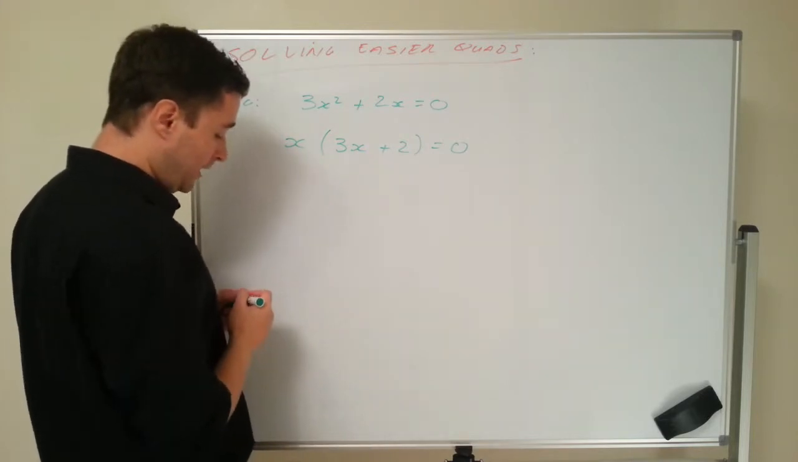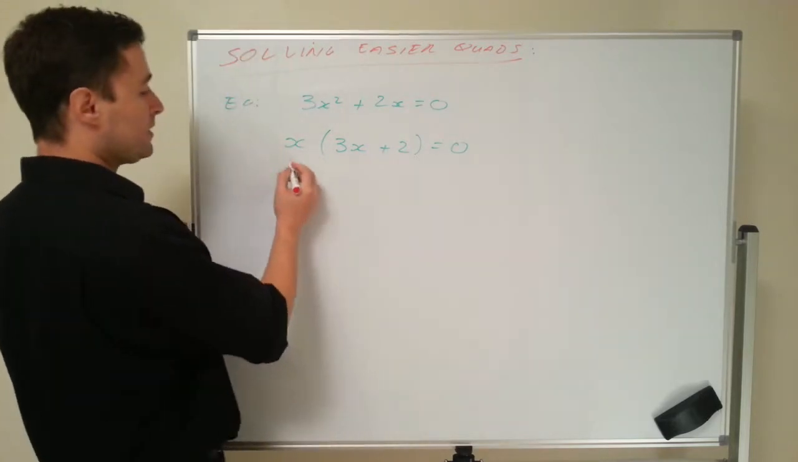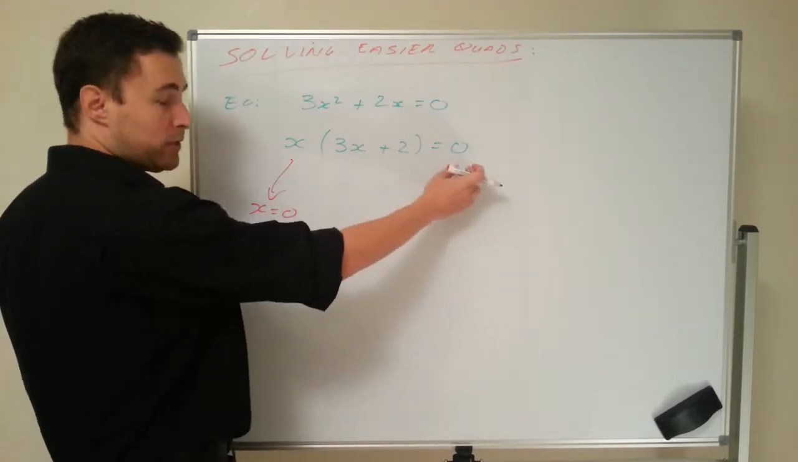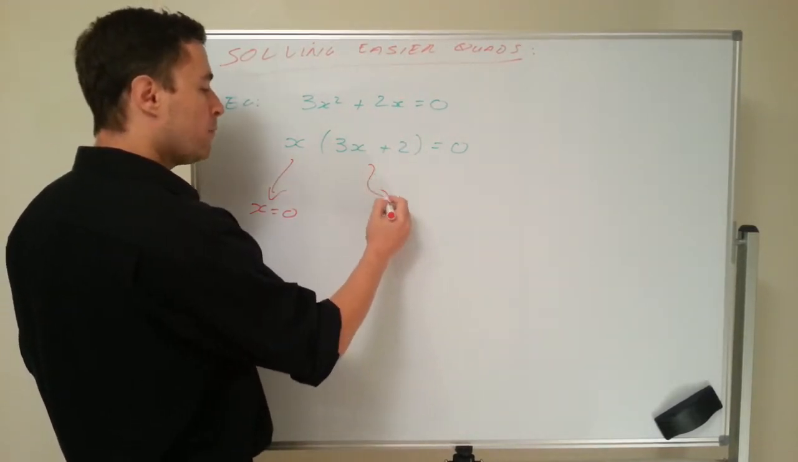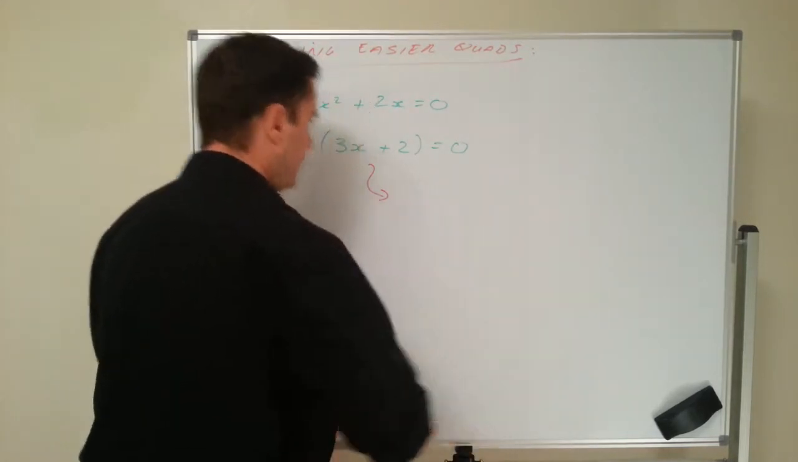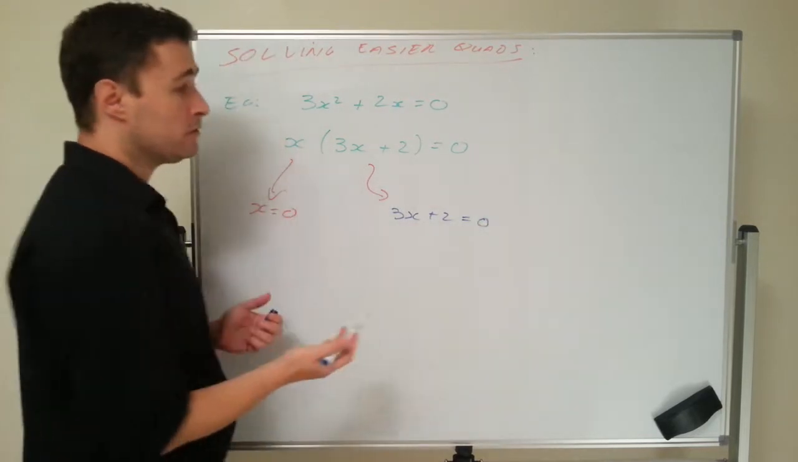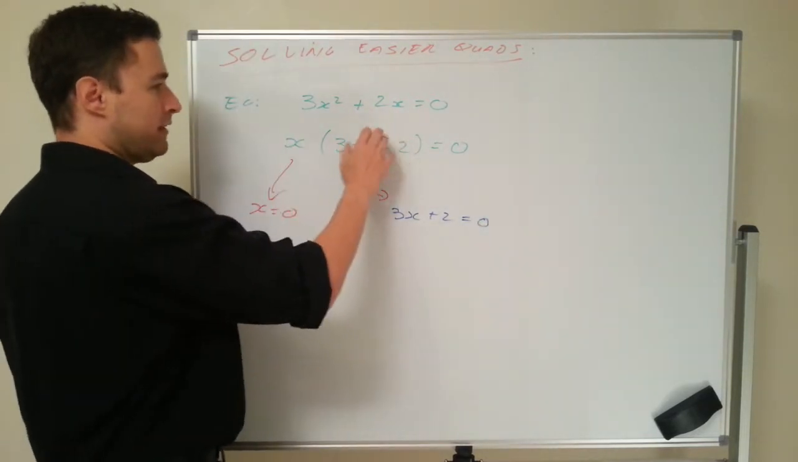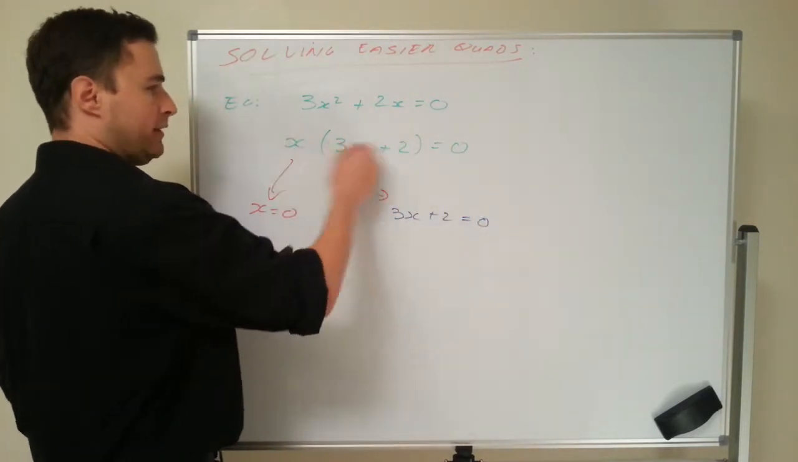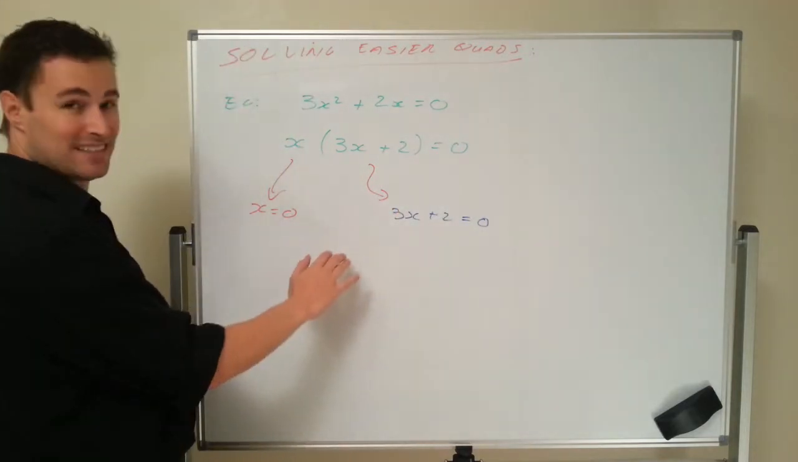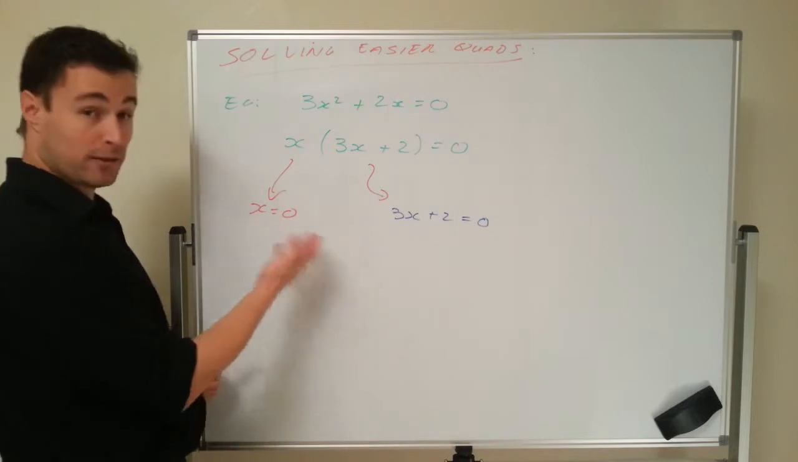Now I get to this and I say, okay, great. What does this give me? This gives me two options. Either x equals 0, because 0 times anything will be 0, or the brackets equal 0: 3x plus 2 equals 0. Those are my two options. Either way, 0 times anything gives me 0. So there's my one answer. Done. x equals 0. Finished. Nothing more to do there.